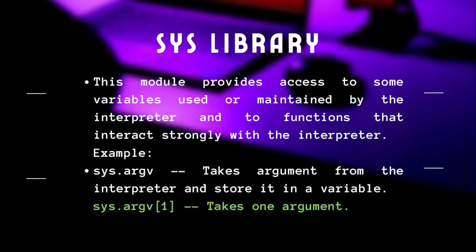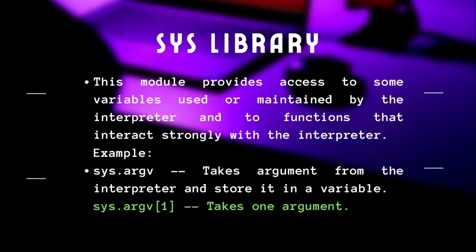So the next library is the sys library. This module provides access to some variables used or maintained by the interpreter and the functions that interact strongly with the interpreter. So one of the examples is sys.argv. This is one of the methods from the sys library. It takes arguments from the interpreter and stores them in a variable. So what I'm trying to say here is, for example, we created the port scanner tool and we want to give the URL in the terminal or through the interpreter. So Python takes the URL from the terminal by using the sys library. So it is helpful when you want to provide arguments with the interpreter or the terminal.